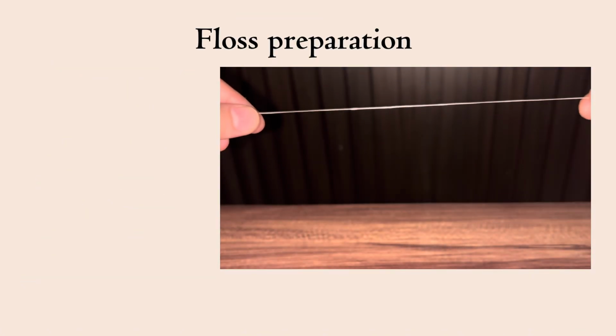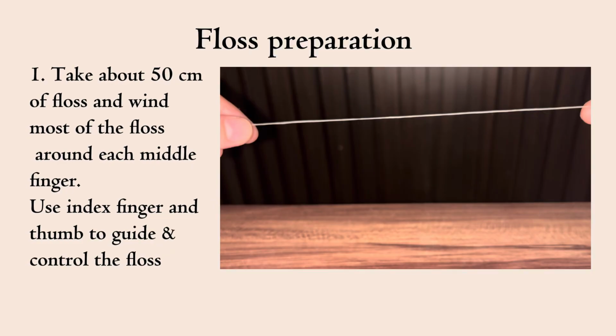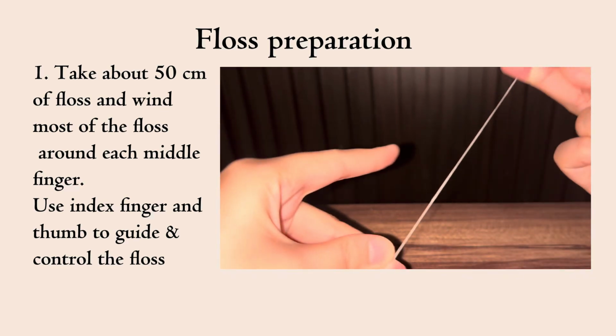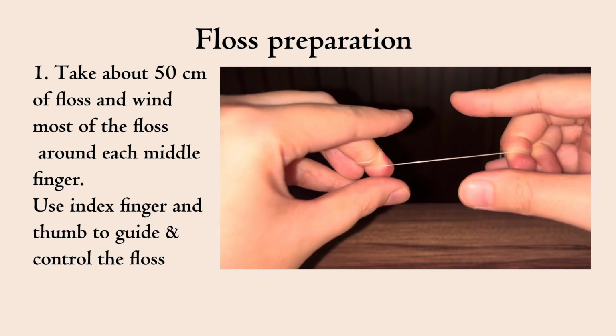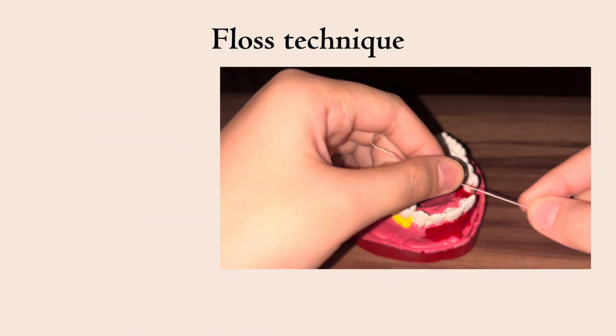So first, for floss preparation, take about 50 centimeters of dental floss and wind most of it around each middle finger. Use your index finger and thumb to stabilize and control the floss.